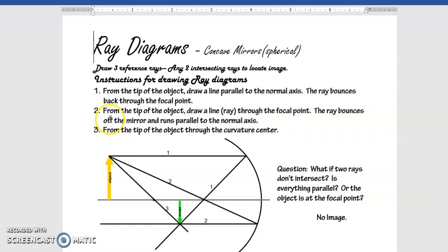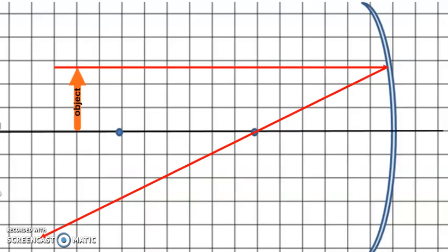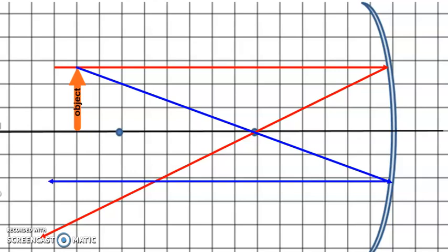The second line. Okay, the second line is from the tip of the object, and you draw it straight through the focal point, then it bounces into the mirror and off of the mirror, and then runs parallel to the normal axis. Like this. So we'll do that. So here's our second line. Okay, it goes from the tip of the object again through the focal point, hits the mirror, and then it's going to reflect off parallel to the normal axis. So take a moment and draw that one.